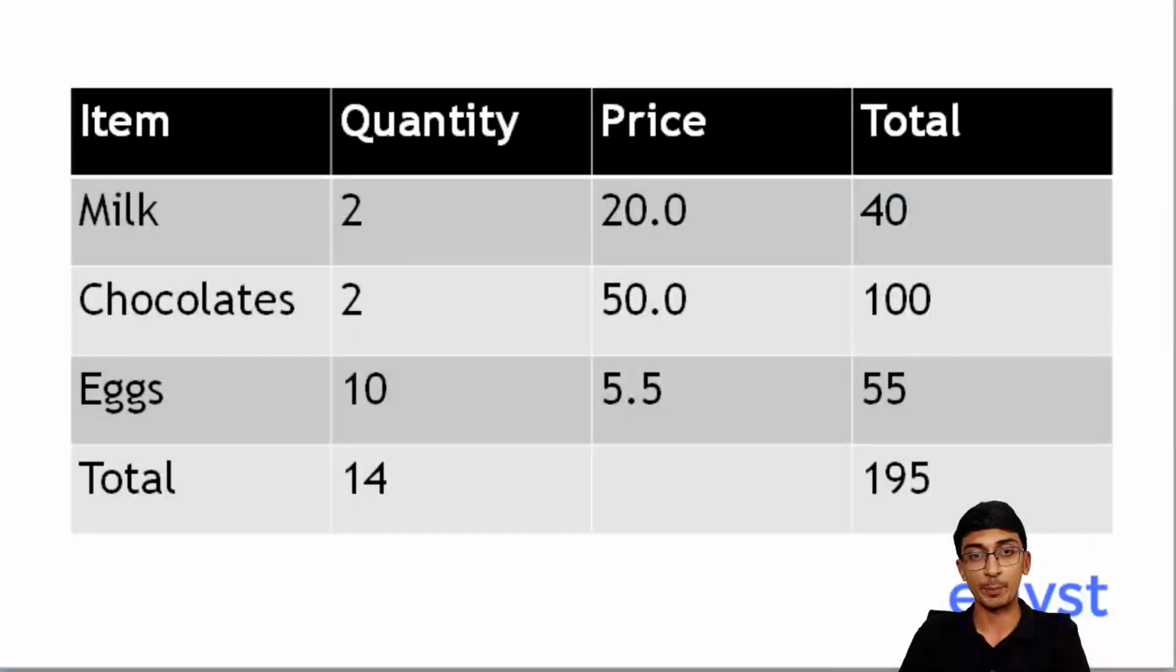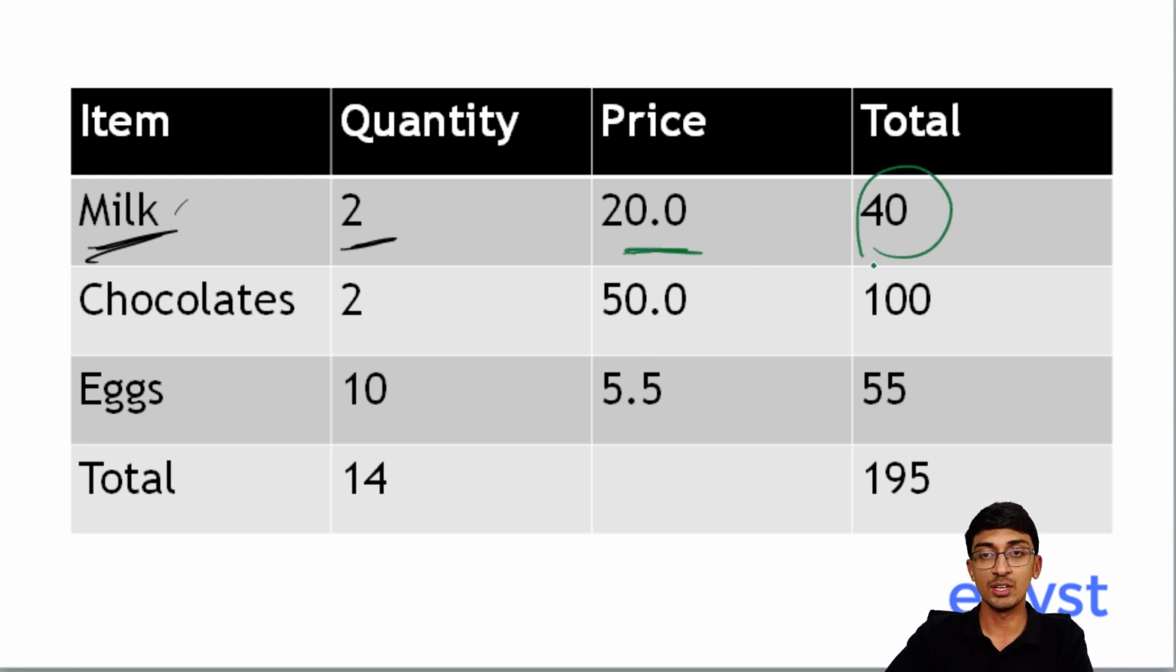Let's say you're going shopping, all right, and when you're going shopping you are making a list of what you are supposed to buy and you get this receipt. So the receipt you get has an item over here. This is the name of the item. This is the quantity of that item that you're going to buy, and this is the price of that item, and this is the total price you paid for that item. So you bought 2 cartons of milk, the price is going to be 40. Let's say you bought 2 chocolates, it's going to be 100 rupees, or 10 eggs, 55 rupees, and so on.